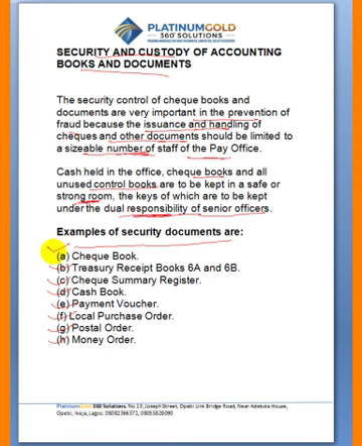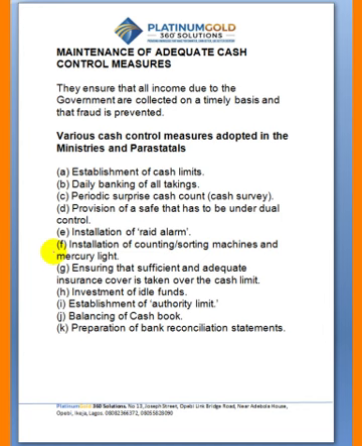So let's look at the next on the list, which is maintenance of adequate cash control measures. When we're talking about cash control, it relates to the coordinated action which has to be taken in order to ensure that all income due to the government is being collected on a timely basis, and that fraud is prevented. The cardinal objective is to ensure that funds are not mismanaged or misappropriated.